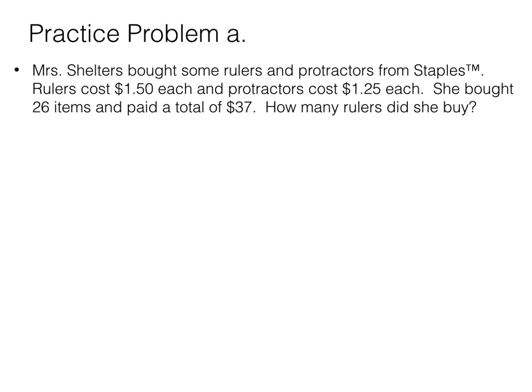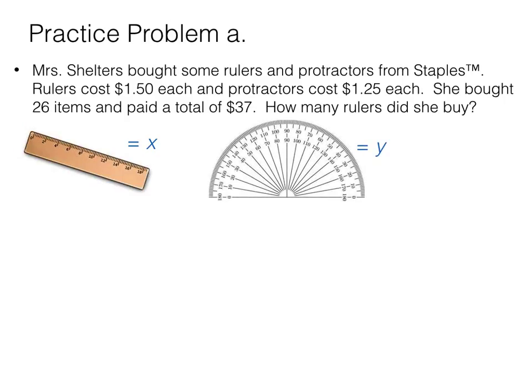Mrs. Shelters bought some rulers and protractors from Staples. Rulers cost $1.50 each. Protractors cost $1.25 each. She bought 26 items. She paid a total of $37. So this is where we bring the cost of each item in. 1.5 times x plus 1.25y equals 37. Here I could clear the decimals by multiplying the bottom equation by 100.